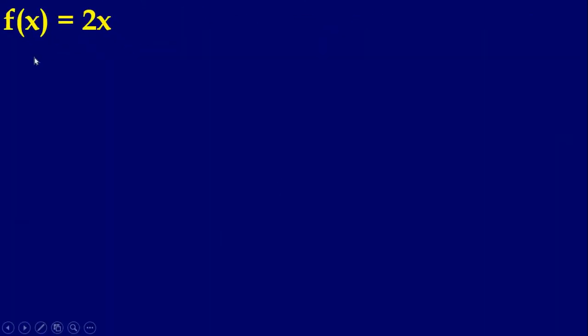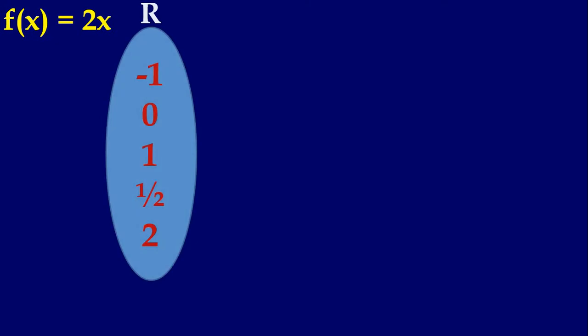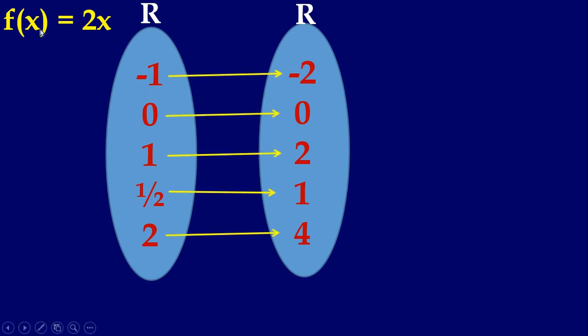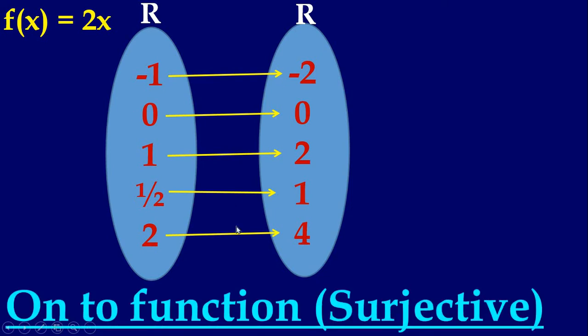Now we see the diagrammatic representation of this function. We consider f of x equals 2x, where the first set is real numbers and the second set is also real numbers. Now we consider some relations. When x equals minus 1, f of minus 1 is 2 into minus 1, that is minus 2. And f of 0 is 0, f of 1 is 2, f of 1 by 2 is 1, and f of 2 is 4. Now consider any element here, all these elements are images. So this function is onto, or it is surjective.